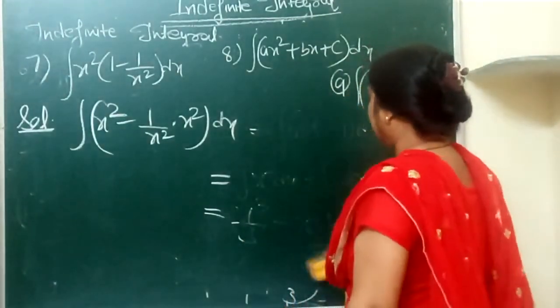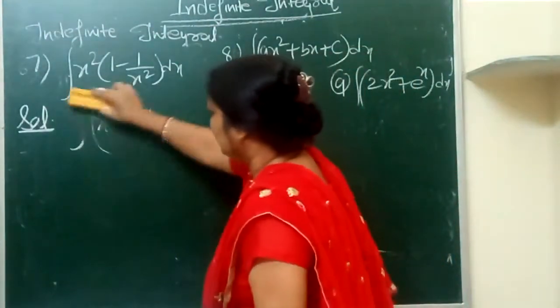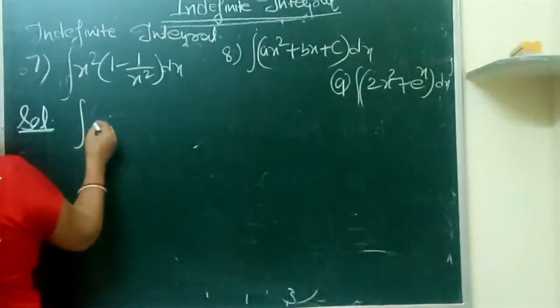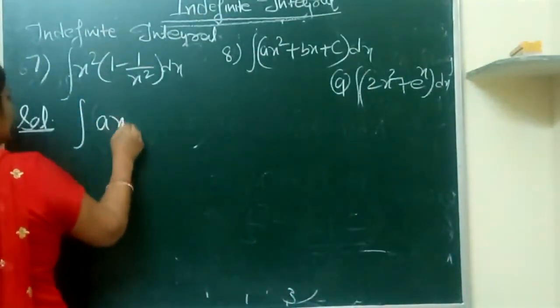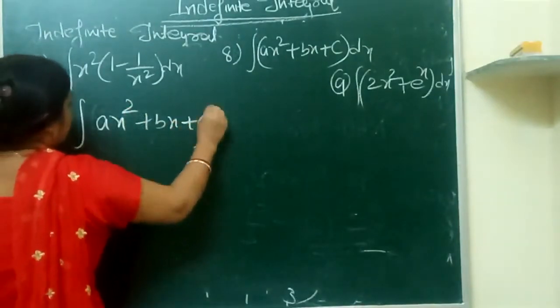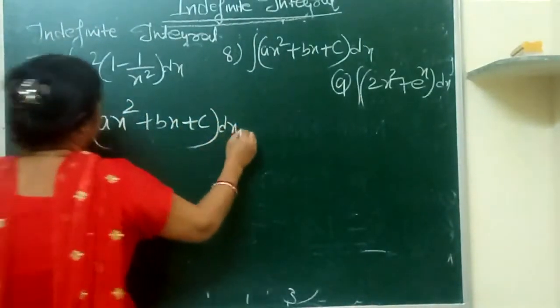After that we will solve question number 8. This is also very simple. So what is question number 8? That is integration of (ax² plus bx plus c) into dx. So what will come?